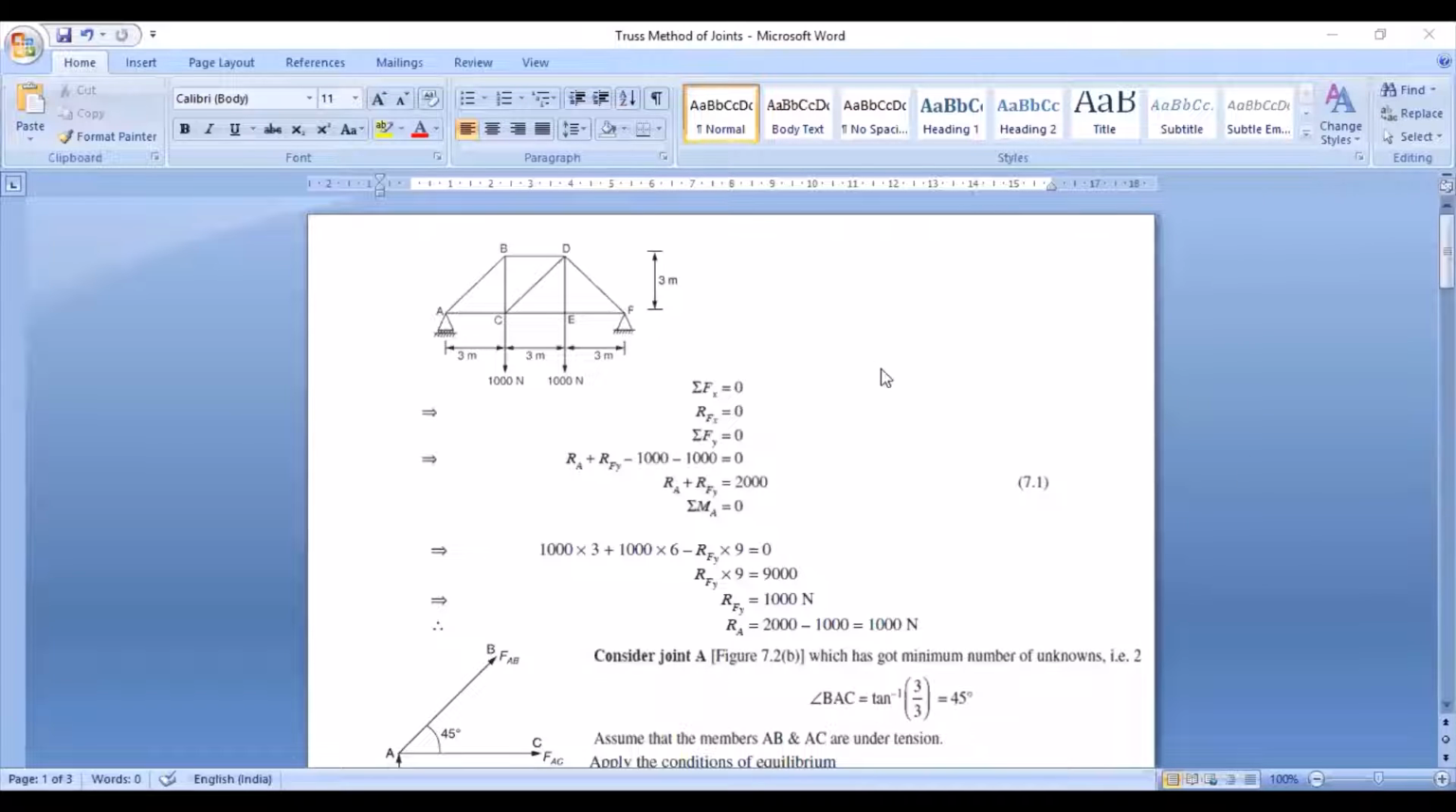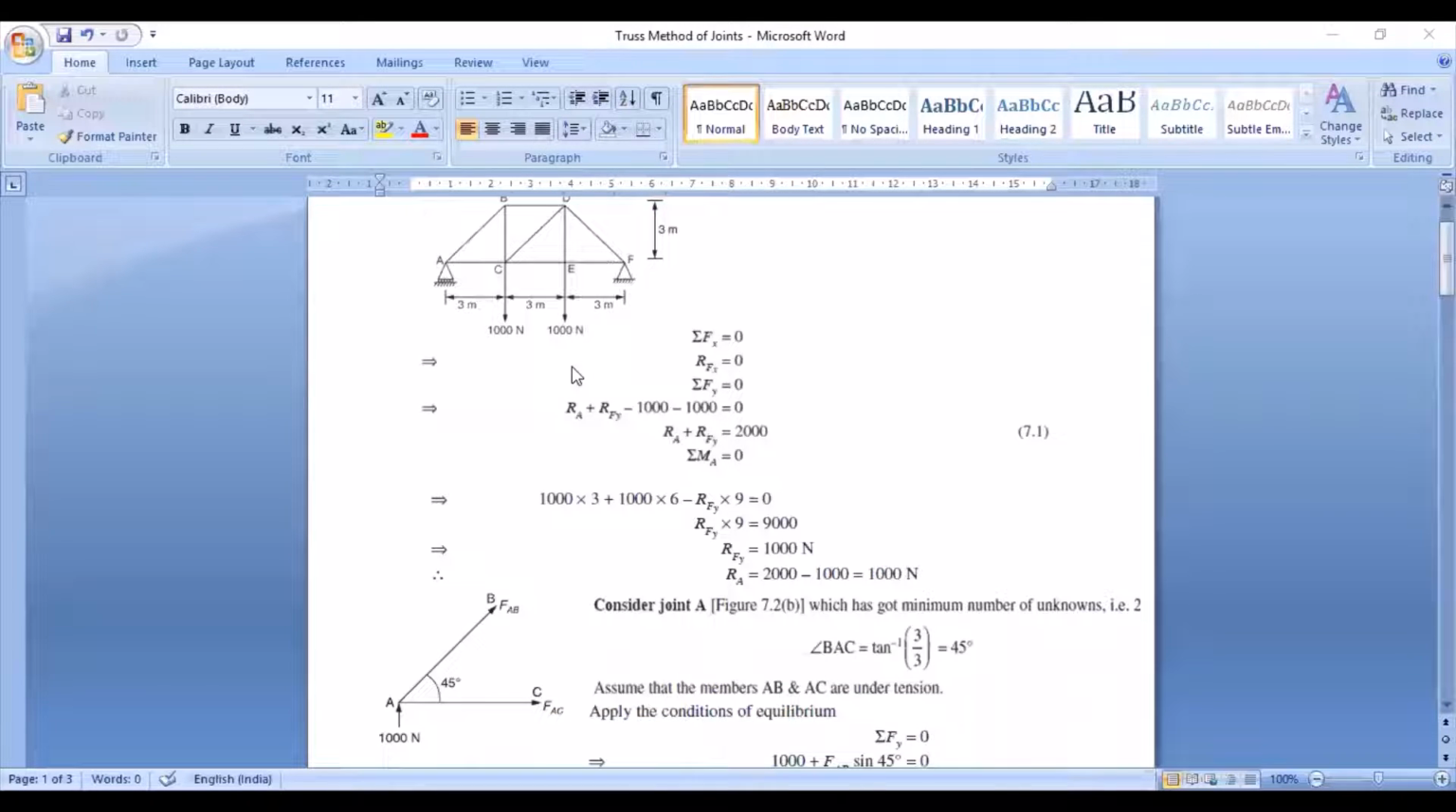So in today's class, we are going to study how to solve truss, that is analysis of truss by method of joints. You can see that there is a simple truss here, wherein you have a roller support at A and a hinged support at F. You have 2 point loads, 1000 newtons each, acting at C and E.